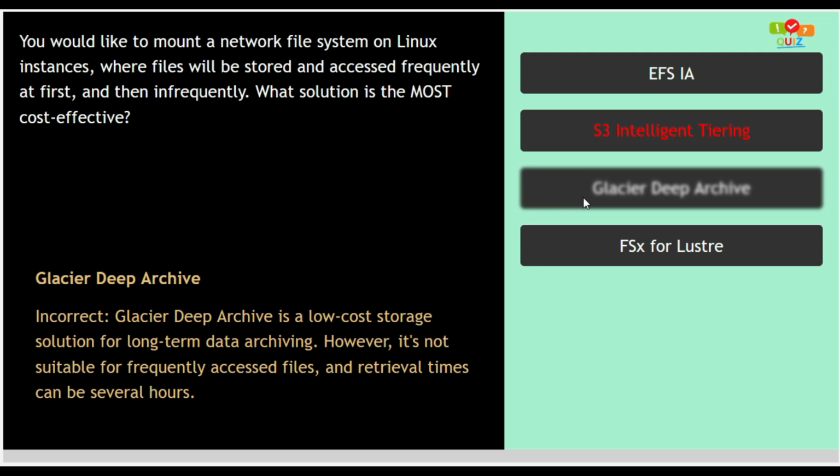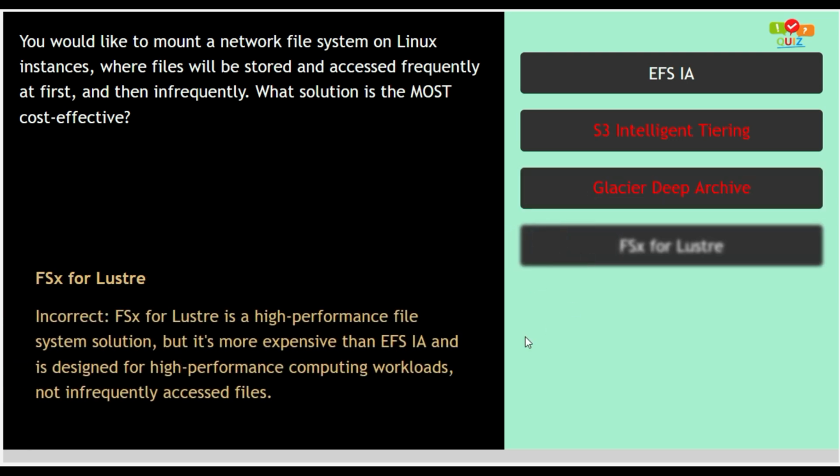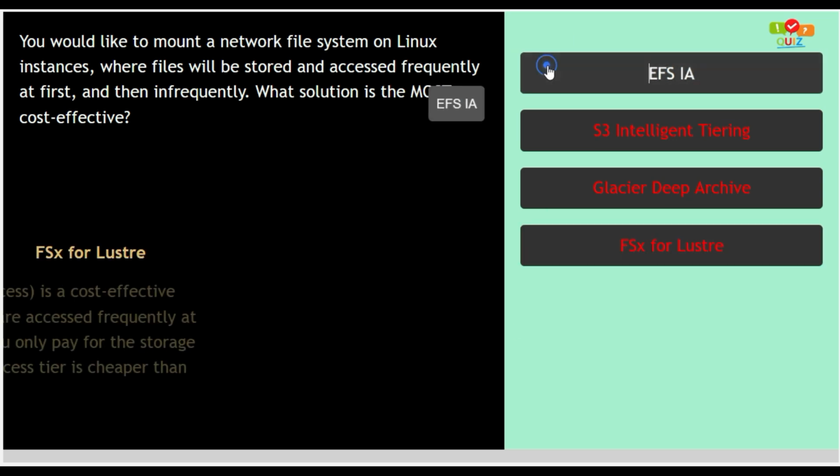Option 3, Glacier Deep Archive. This is also incorrect because Glacier Deep Archive is a low cost storage solution for long term data archiving. However, it's not suitable for frequently accessed files and retrieval times can be several hours. So option number 3 is also a wrong answer. Option 4, FSx for Lustre. FSx for Lustre is a high performance file system solution, but it's more expensive than EFS IA and is designed for high performance computing workloads, not infrequently accessed files. So option number 4, FSx for Lustre, is incorrect.